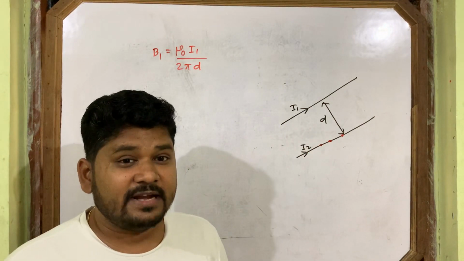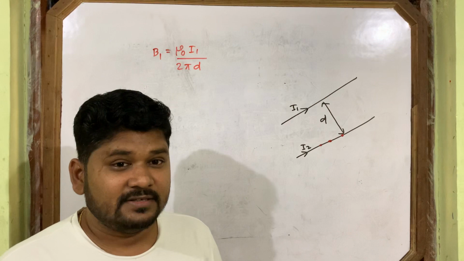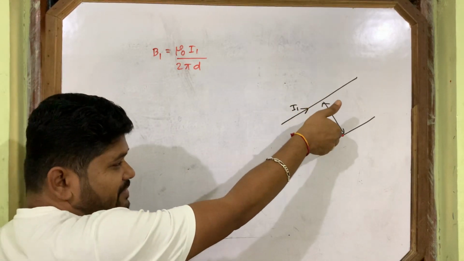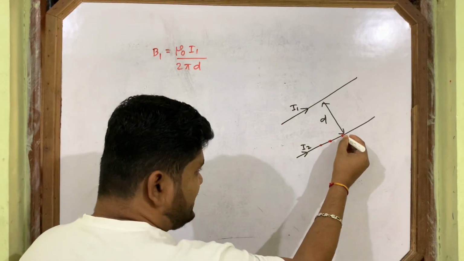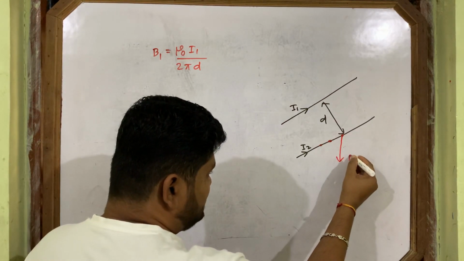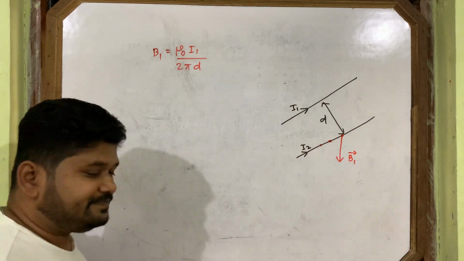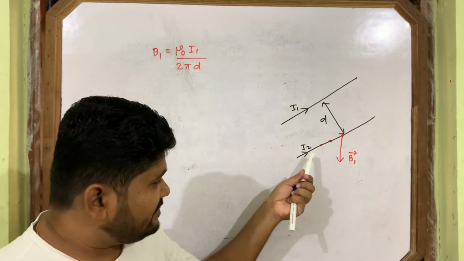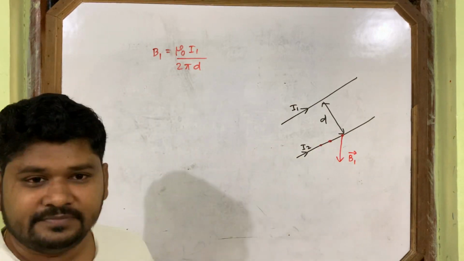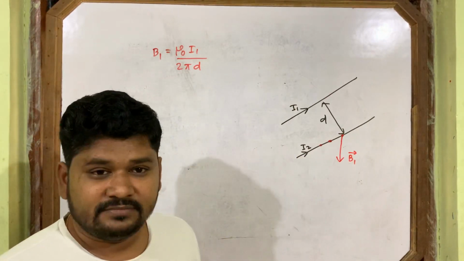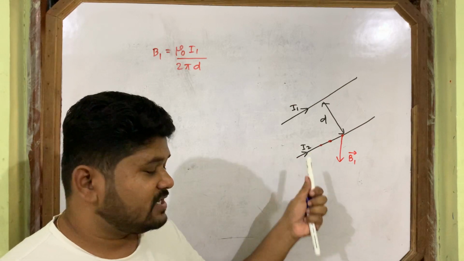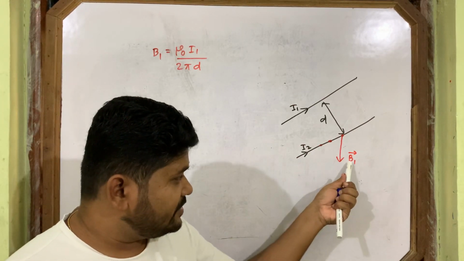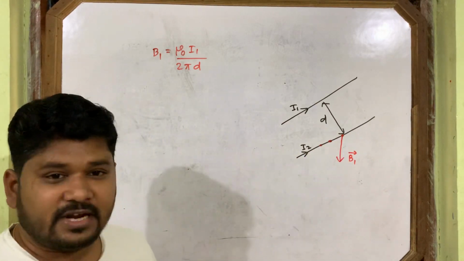But what is the direction of the magnetic field? If current is passing like this, the magnetic field will be inward. I can show the magnetic field direction here; this is the direction of the magnetic field of I1. What is the angle between this magnetic field and the length of the conductor? That is important while calculating the force on this conductor. What is the angle between B1 and the length of conductor I2?